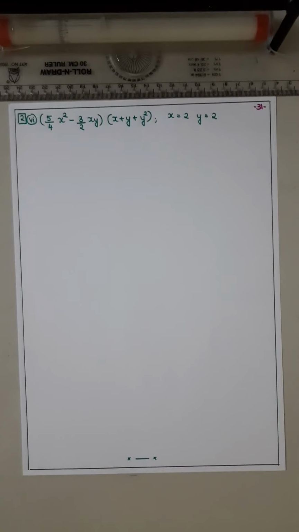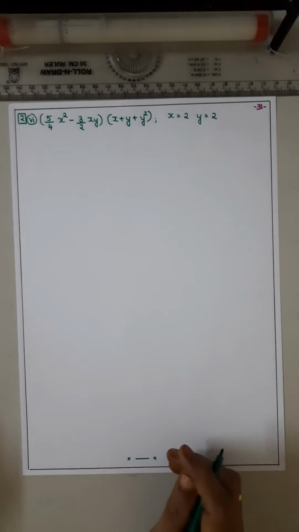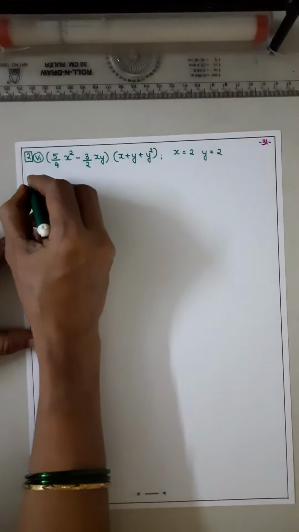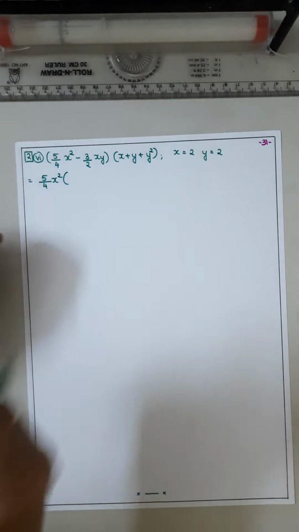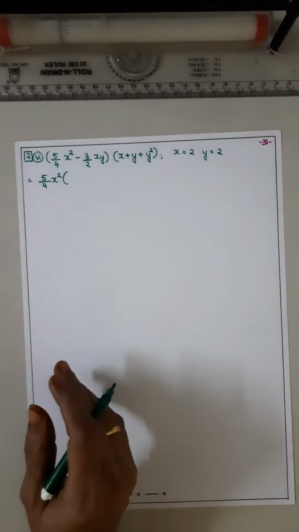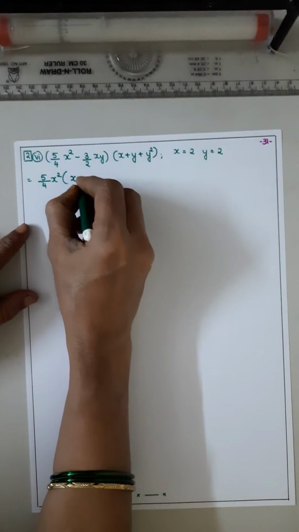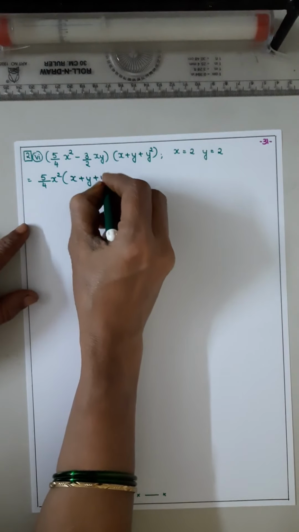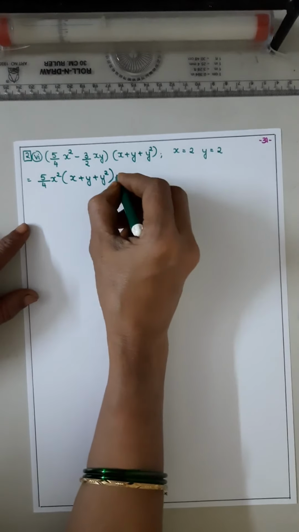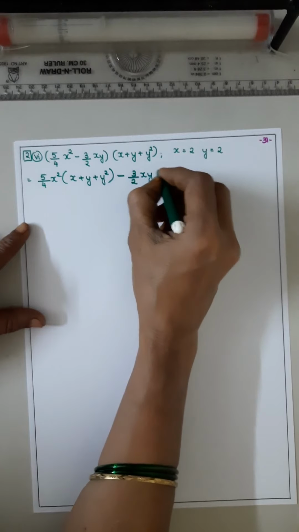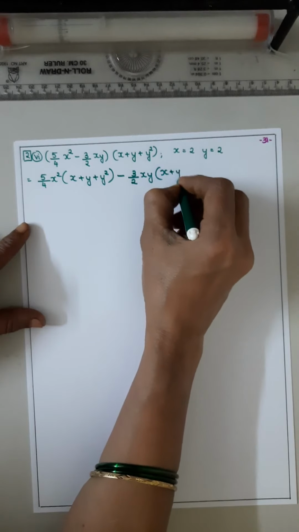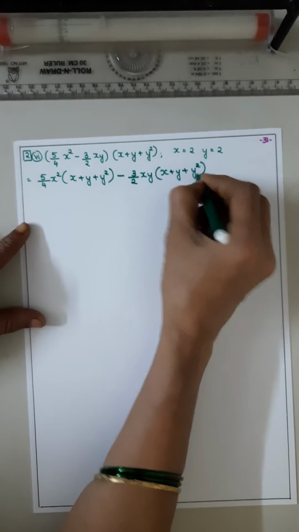Now coming to the 6th sum. In that same 6th sum, it is a fraction. So you should be a little bit careful now. It is 5 by 4 x square bracket open, it is x plus y squared bracket close, minus the second term, 3 by 2 xy bracket open x plus y squared.